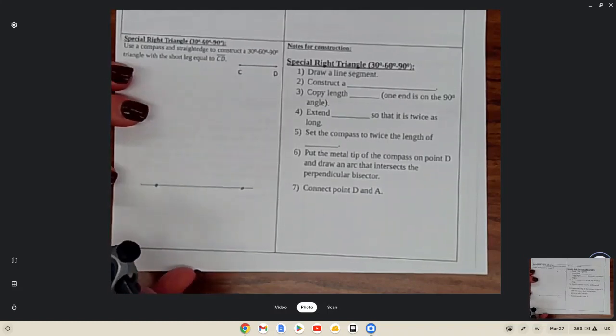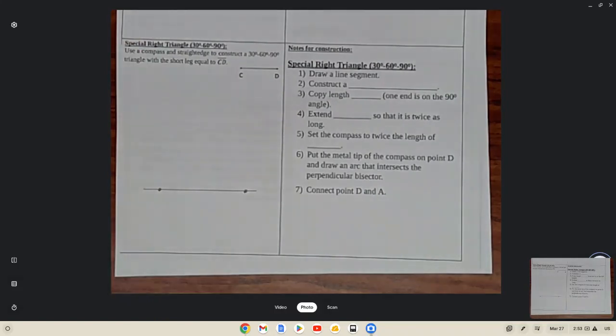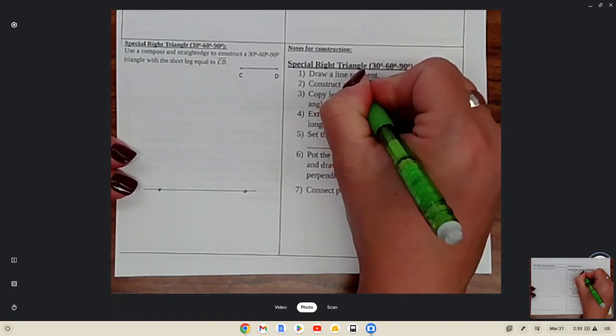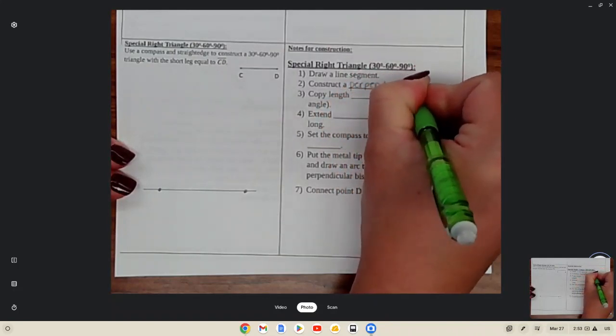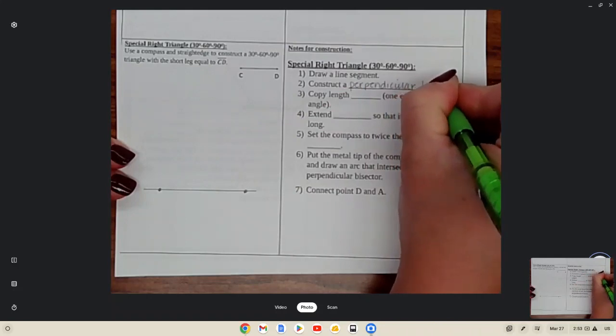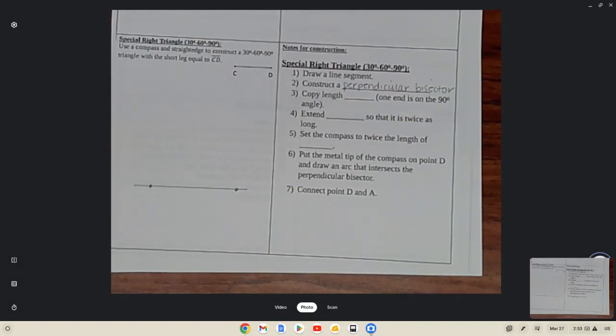I would say mid to lower part of your paper. Should be good. Okay. Step 2, construct a perpendicular bisector. This is another one that we did before. So I will review those steps with you. We did this one previous.